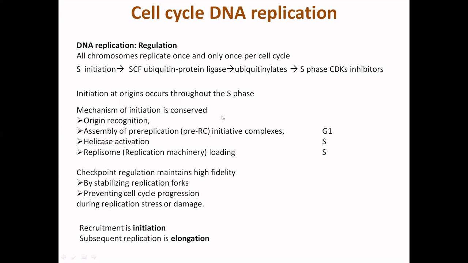The mechanism of the initiation is conserved. We need origin recognition, then assembly of the pre-replication complex. It initiates in the early G1 phase, and the helicase activation and the replisome loading happen in the S phase. It means the synthesis of the DNA initiates in the beginning of the G1 phase itself, then its spillover or the main part happens in the S phase. So the synthesis of the DNA spreads from the early G1 to the S phase. The checkpoint regulation is to maintain high fidelity by stabilizing the replication and preventing cell cycle progression during replication stress or damage. The initial recruitment is called the initiation, and the subsequent stages of the replication are called the elongation.